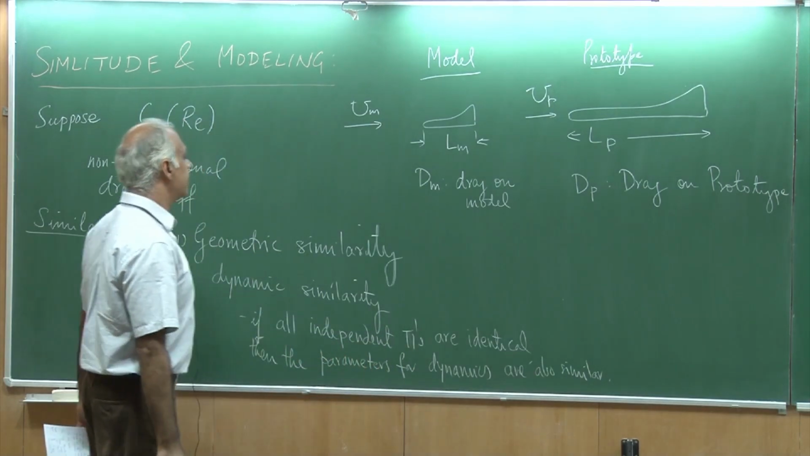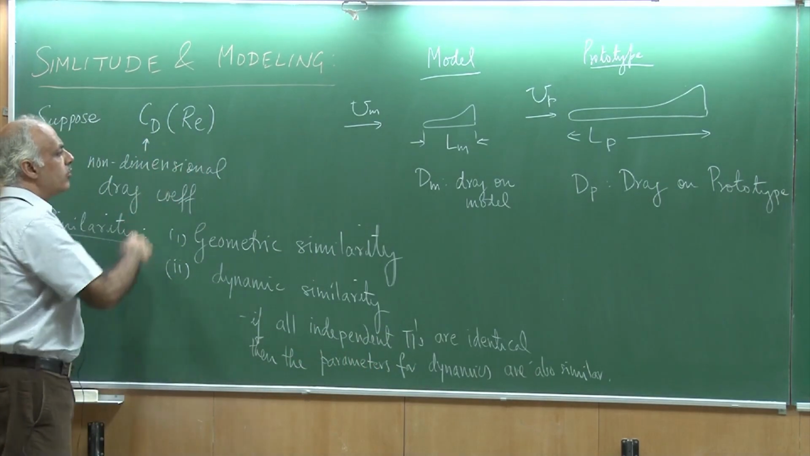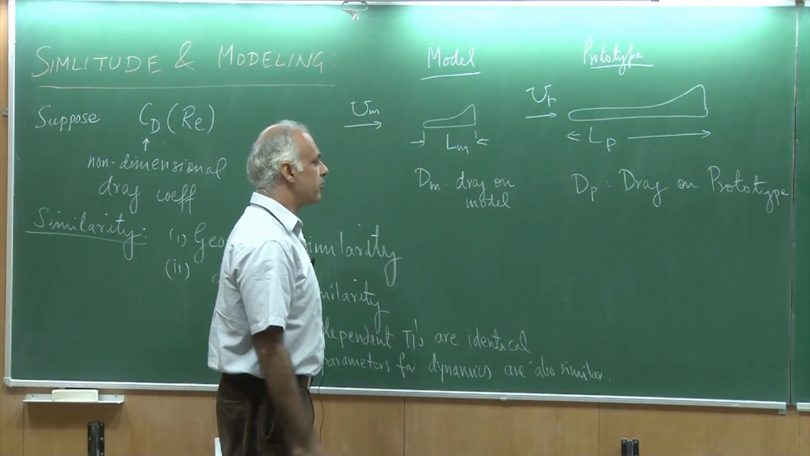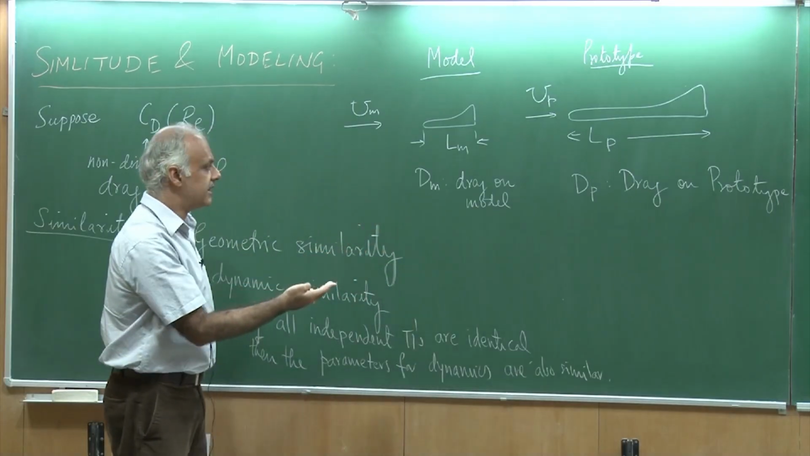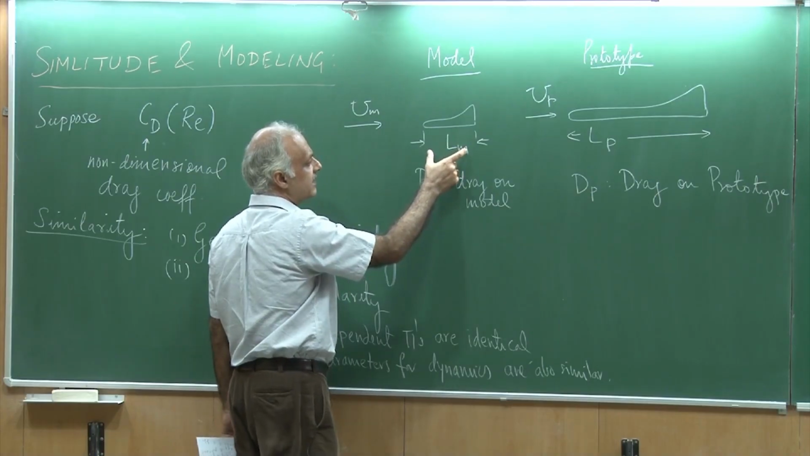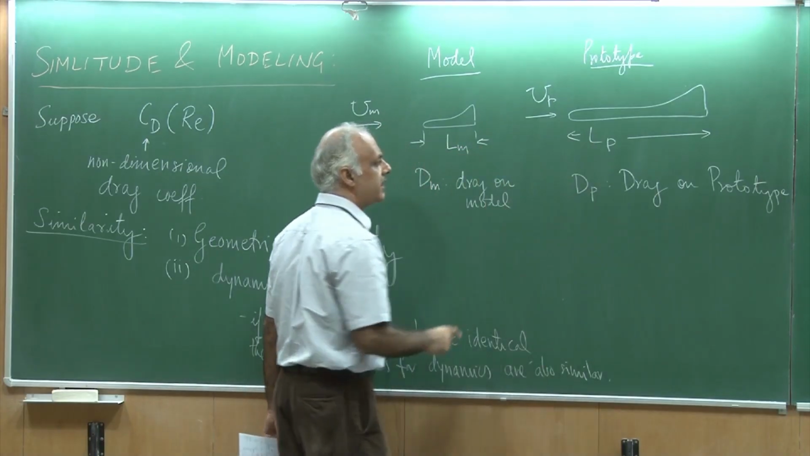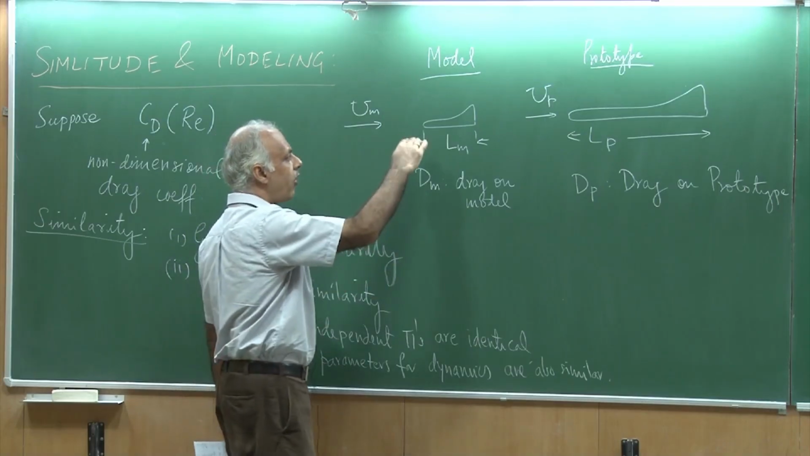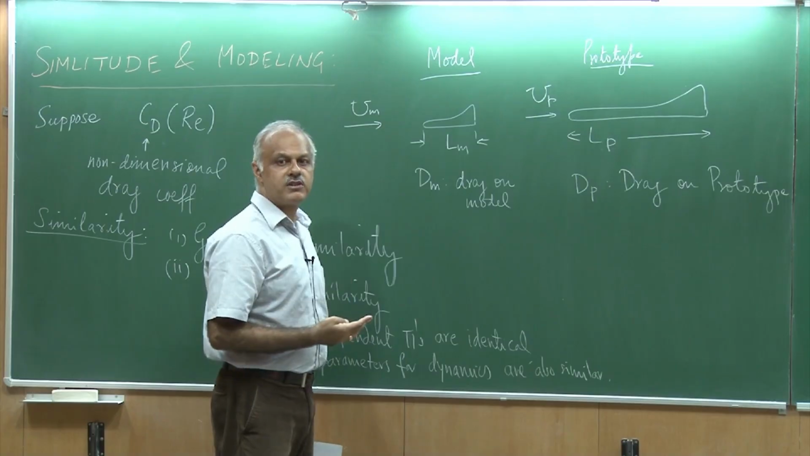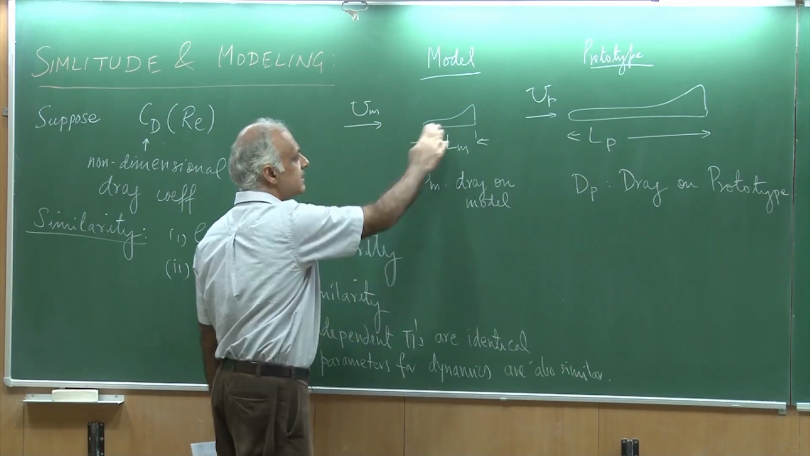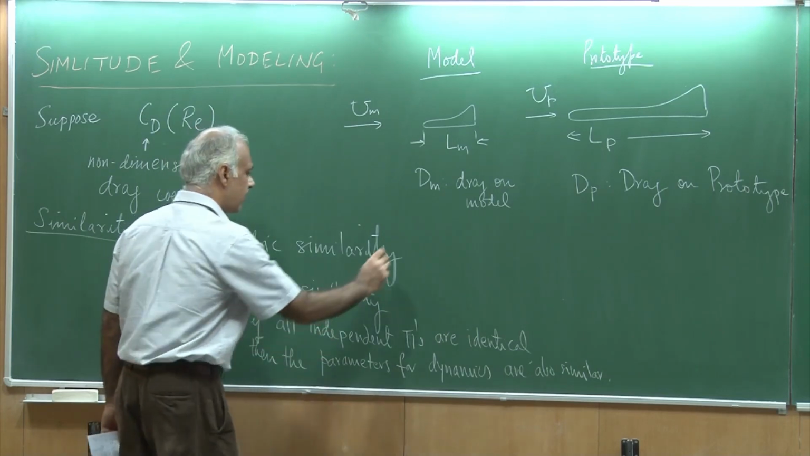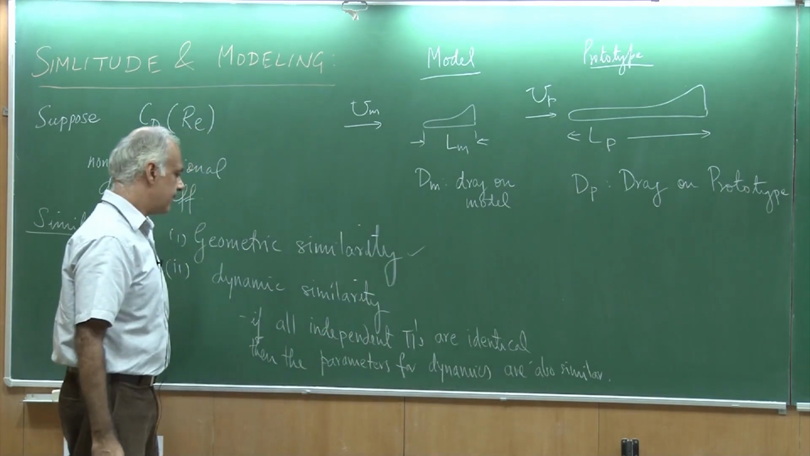Because I have assumed that CD is only a function of Reynolds number, first of all I have to talk about geometric similarity. Geometric similarity would imply that if my scale factor here is Lm and Lp, the ratio of those, then all the remaining dimensions should also follow this scale factor. All the angles should be identical, all the shapes should be identical. That would take care of geometric similarity.